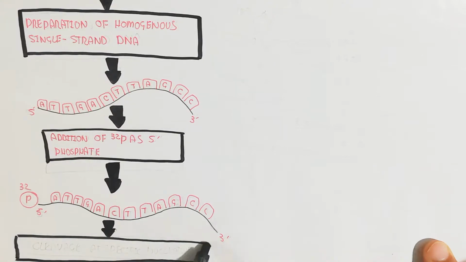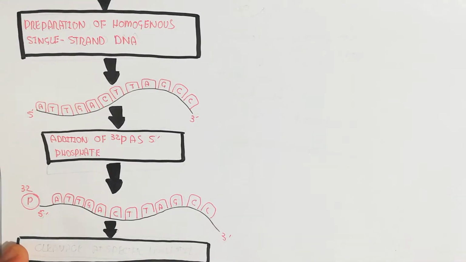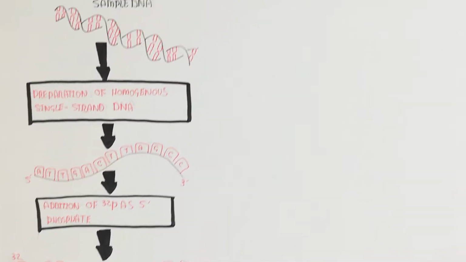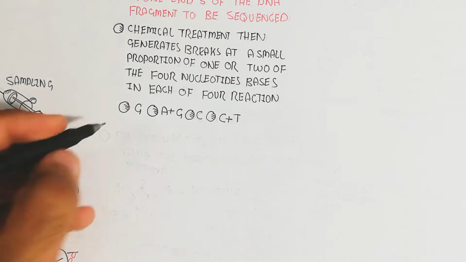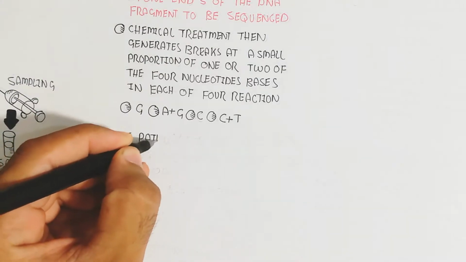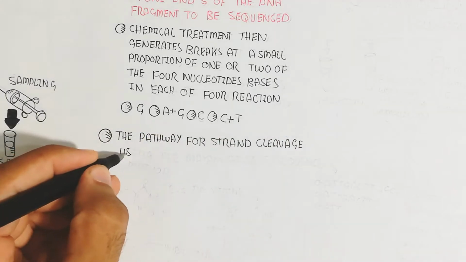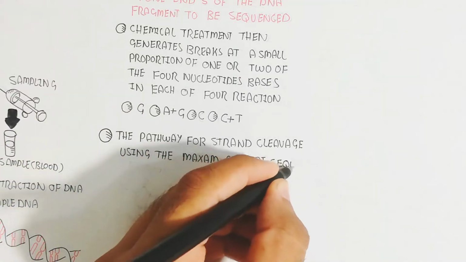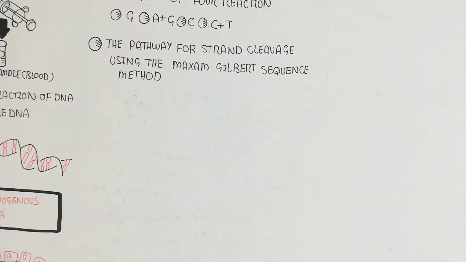When cleavage occurs at specific nucleotides, the 5' phosphate group will be attached again and again to the segments of the DNA. In the test tube, the phosphate groups are present, containing the 32P labeling group. So the pathway for strand cleavage using the Maxam-Gilbert sequencing method is what we will discuss.